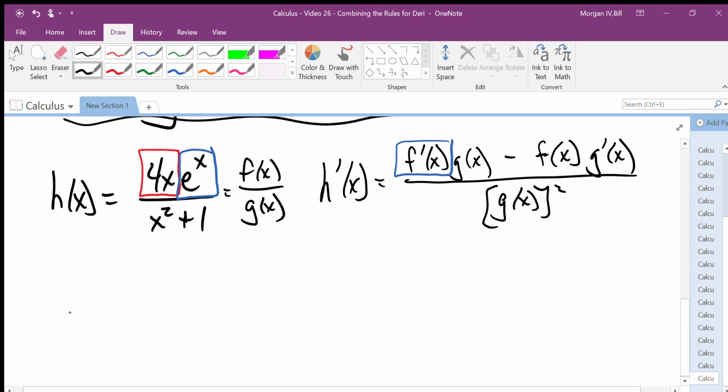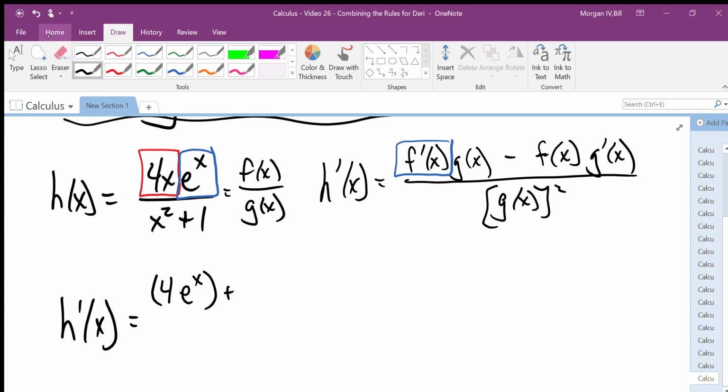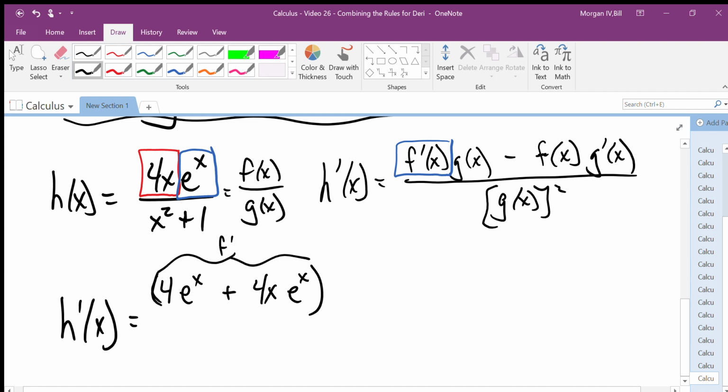So here we go. h prime of x is equal to f prime of x. But f prime of x is the product rule: the derivative of 4x, which is 4, times leave the e to the x, that's the second part of the product rule, plus leave the first function 4x times the derivative of the second function e to the x, which in this case is just e to the x. That whole thing right there, that's f prime. That's the derivative of the numerator using the product rule to get there.